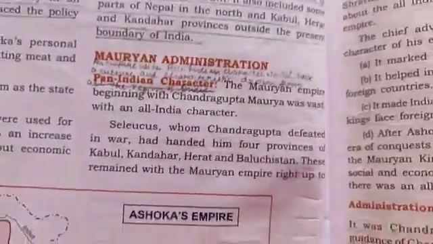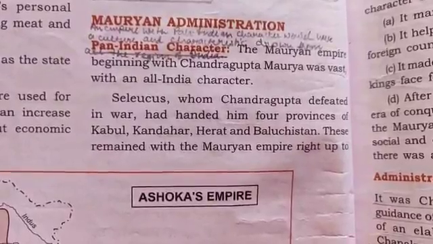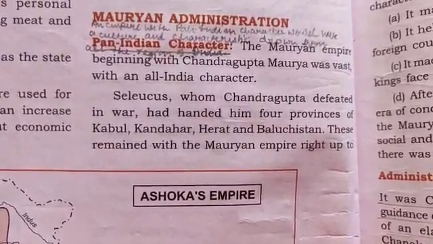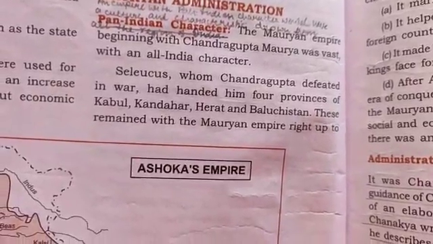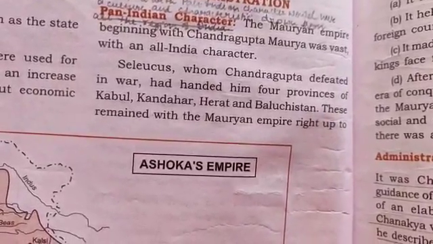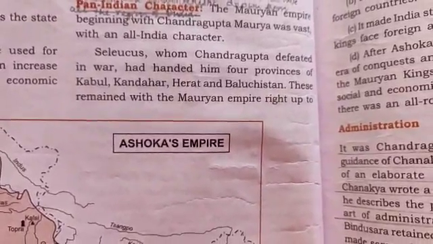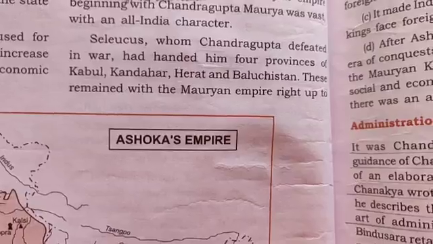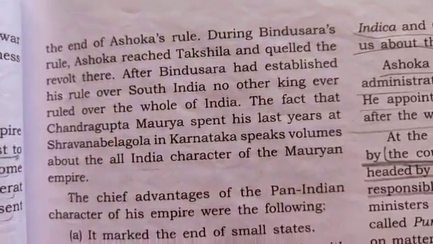Now, let us see. The Mauryan Empire, beginning with Chandragupta Maurya, was vast with an all-India character. Seleucus, whom Chandragupta defeated in war, had handed him 4 provinces of Kabul, Kandahar, Herat and Baluchistan. This we have already done. These remained with the Mauryan Empire right up to the end of Ashok's rule.